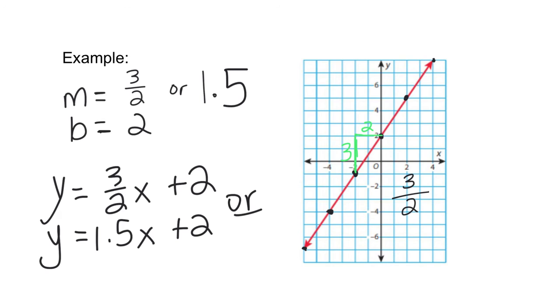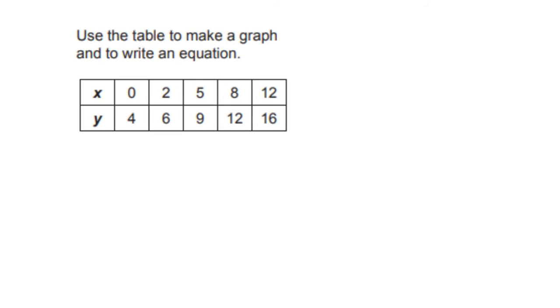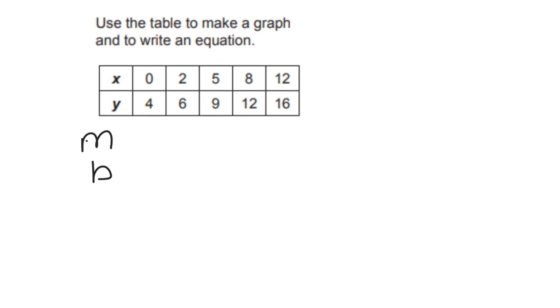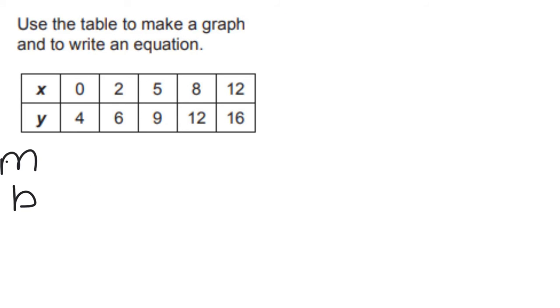All right, next. Now let's look at this from a table perspective. So if they ask you to make a table, or to use a table to make a graph and write an equation, it says make a graph, but we're not going to graph that. You could graph it in Desmos, but we're not going to do all that right now. We're just going to write an equation from it. So again, to write an equation, I got to have an m and a b. Sometimes the table will give you the b. Sometimes it won't.